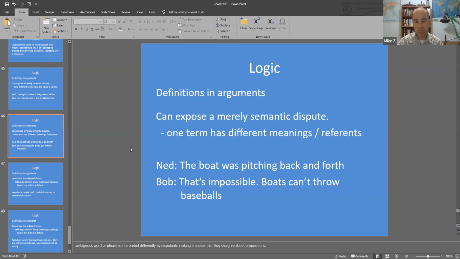Here's another one. Poor Ned and Bob just can't get their words straight. So Ned says, oh, the boat was pitching back and forth. And Bob says, that's impossible. Boats can't throw baseballs. Okay, that's dumb, right? Sort of a joke. But we've obviously equivocated on the meaning of pitch, right? Ned is thinking of the term pitch as the angle of the boat swinging back and forth, whereas Bob is using it as throwing a baseball.